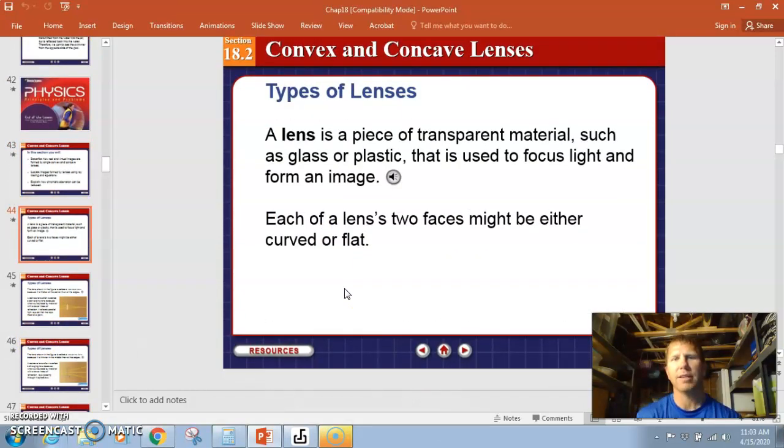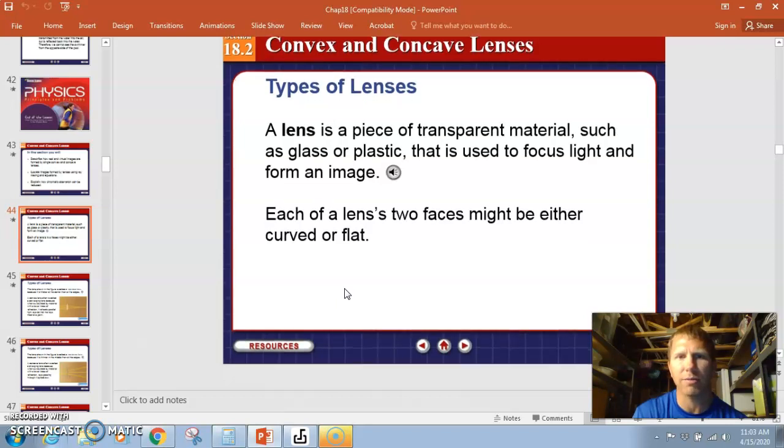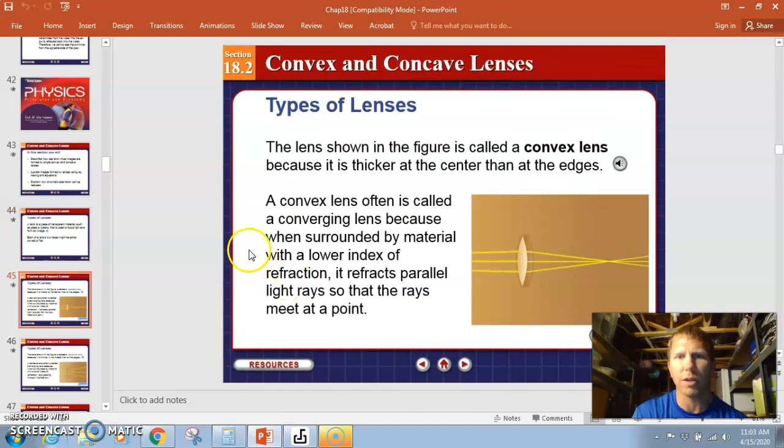So as we look at a lens, it's usually made out of glass, or it could be some other transparent material, but it is going to focus light and form an image. These images are going to be real, or they could be virtual. For the most part, we're going to deal with two types of lenses. The convex lens, which is curved on both sides, which causes parallel light to focus in a certain point. This would be like your magnifying glass that you may be familiar with.